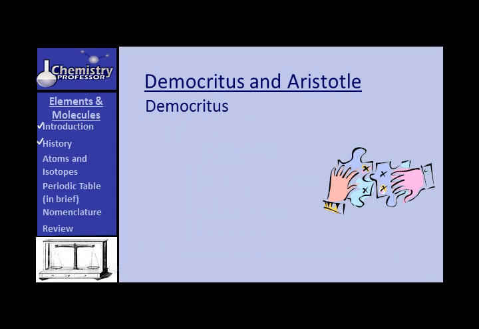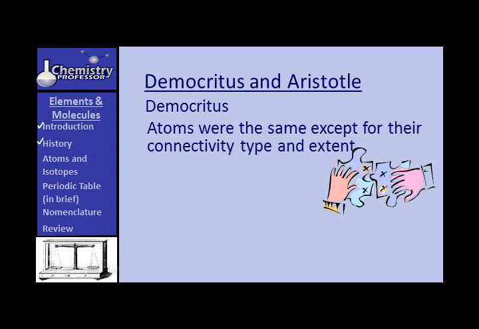Democritus was a firm believer, a firm advocate of the atomist concept, the concept of material being made of an atom. He was strongly influenced by Leucippus and Epicurus, who actually developed the basics of that concept. Now, he really thought that all atoms were the same, except for the way they connected, their connectivity type and extent. He thought they had hooks and eyes, or balls and sockets, that bound them together to different extents, thus producing strong metals which were locked tightly together.